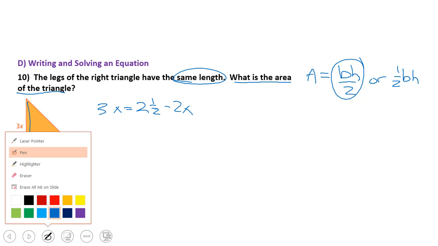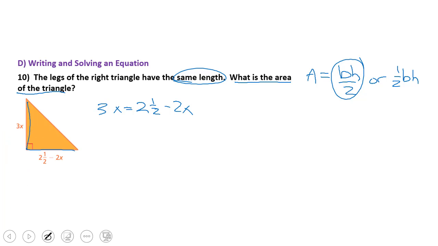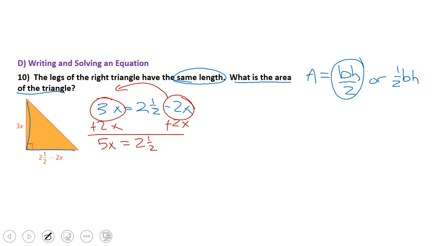So let's go back to our equation where we say the two legs are equal, so we made an equation where they're equal, so we have a variable on each side that we can solve and find out what our value is. So the first thing I'm going to do is combine like terms by moving this negative 2x over here and combining it with the 3x. They're on opposite sides, so I have to add them. I get 5x is equal to 2 1/2. I'm going to divide by 5 to isolate and keep balanced.